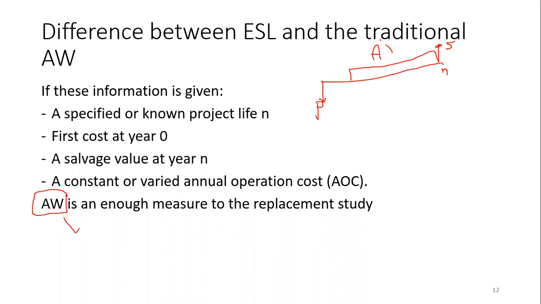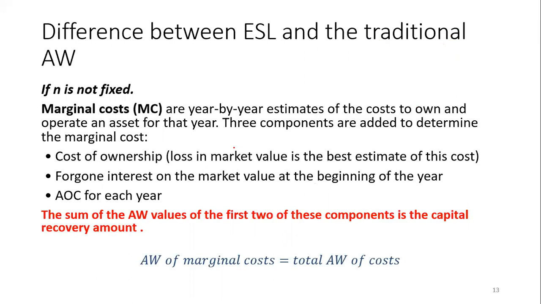Once we have this is not fixed and this is not fixed, and there are some change in the salvage value, we don't know the estimate life or the expected life of the machine or of the alternative. So it means that we cannot use the direct annual worth, but we use the estimated economic service life. Okay.